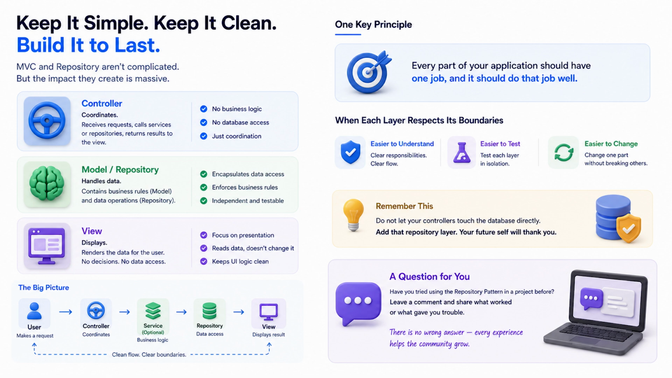The model view controller pattern and the repository pattern are not complicated ideas, but they take practice to feel natural. The key insight is this: every part of your application should have one job, and it should do that job well. Controllers coordinate. Models and repositories handle data. Views display. When each layer respects its boundaries, the whole system becomes easier to understand, easier to test, and easier to change.